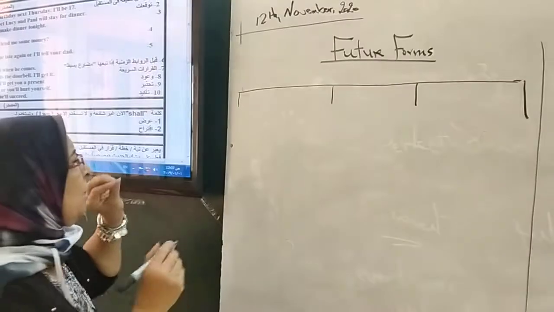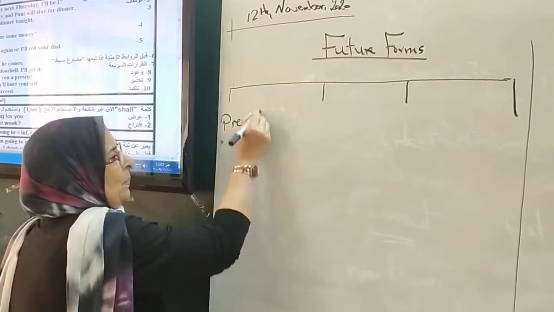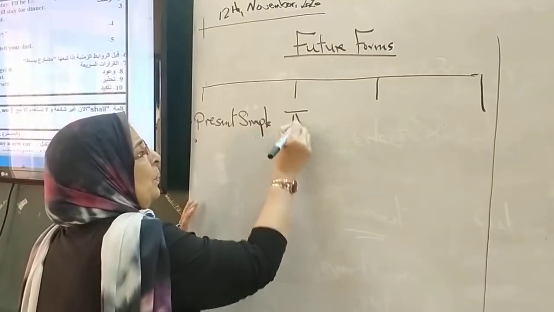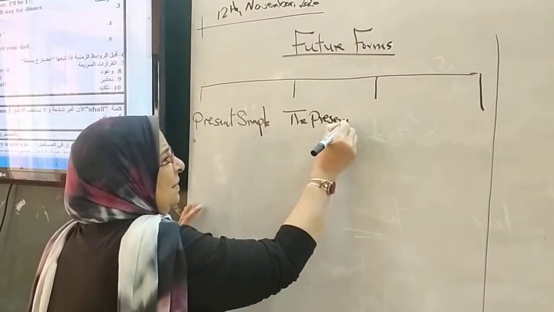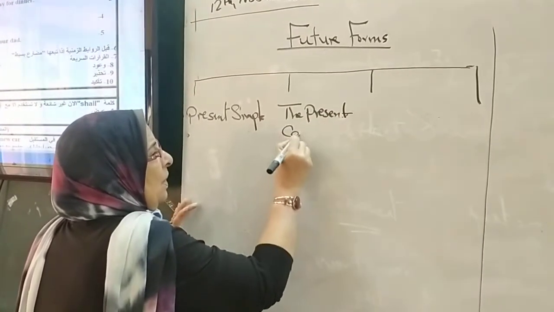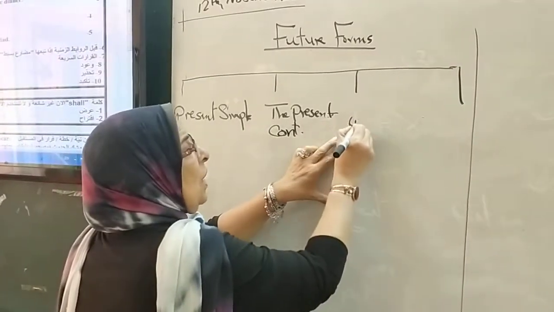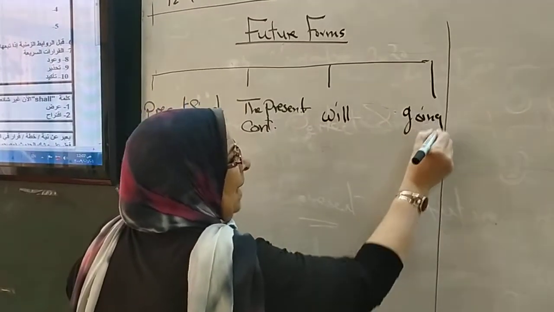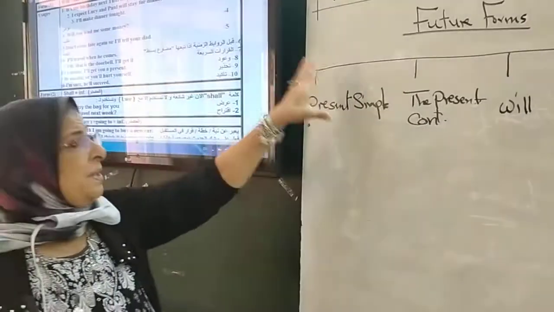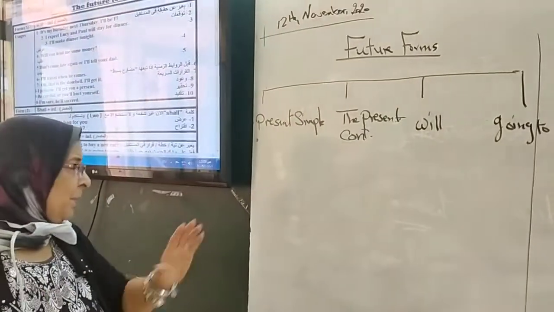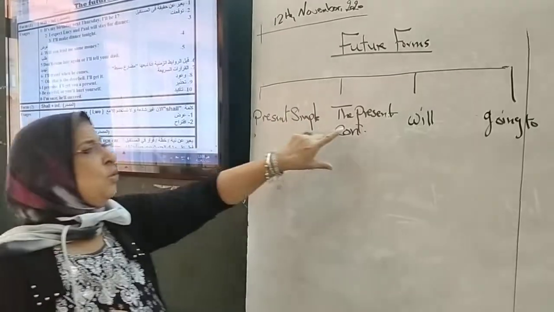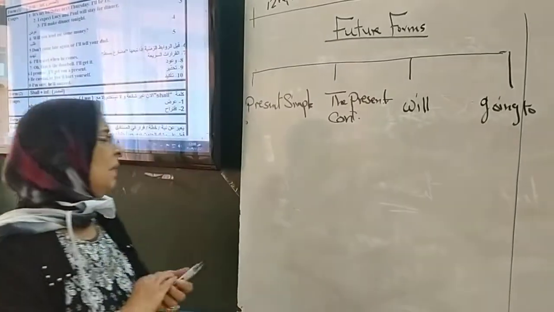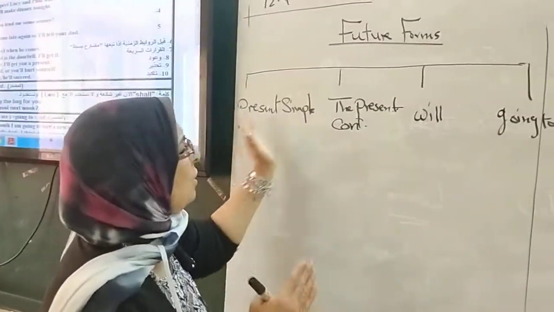Number 1, we can use the present simple tense. Number 2, we can use the present continuous. Number 3, we use will to express the future, and number 4, going to. Again, to express the future, we have 4 ways. How can I differentiate between the usage of all of them?